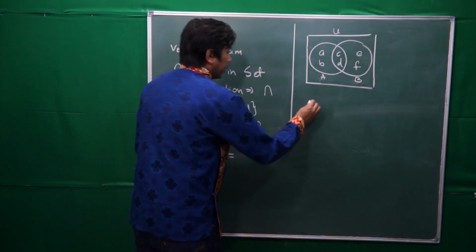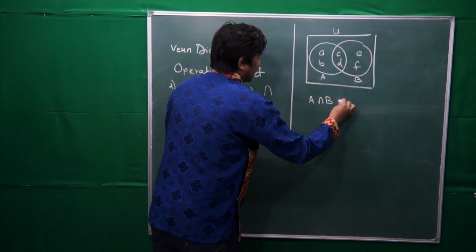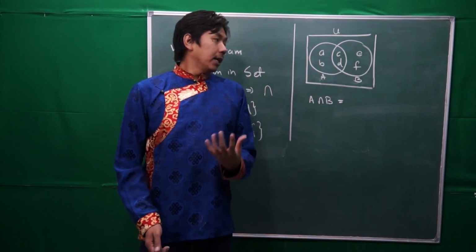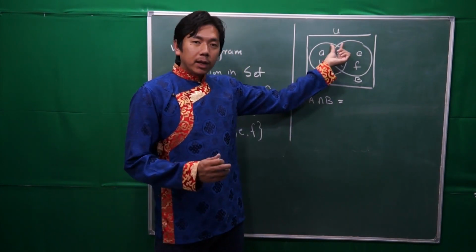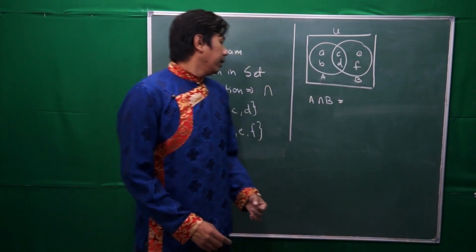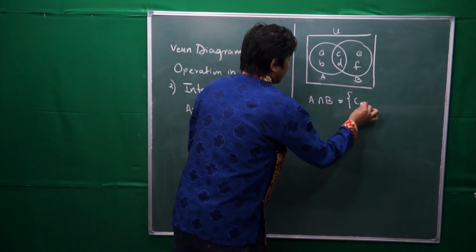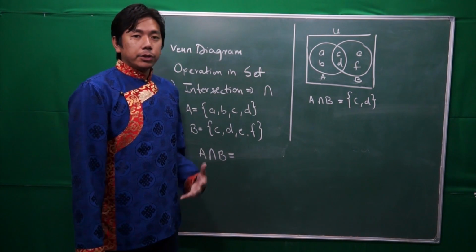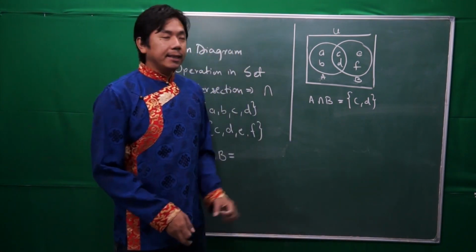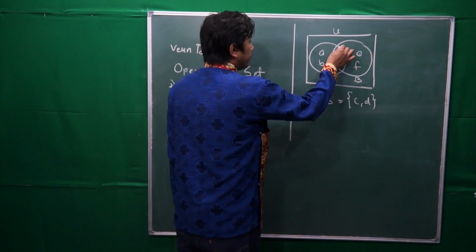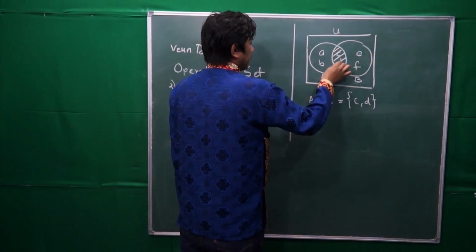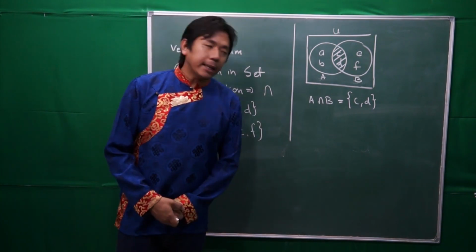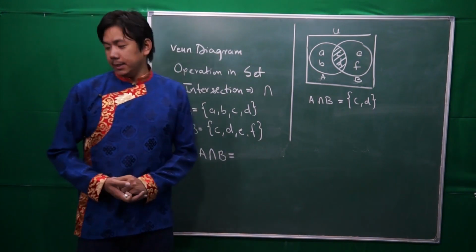Okay. Now A intersection B is equal to the elements that are in both the sets. That means the elements that are in the overlapping region of the Venn diagram. So this would be set C comma D. Simple. Okay. So to represent this set in the Venn diagram, the region would be this region. Simple. Okay. So this is your second operation, which is intersection. All right.